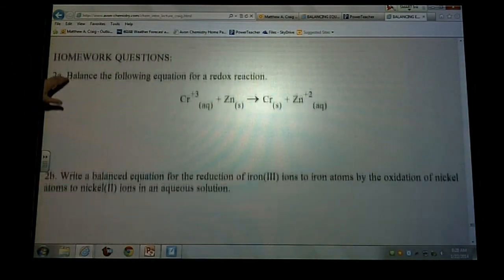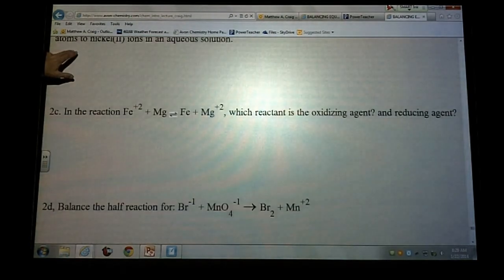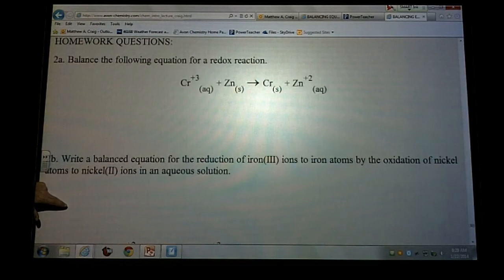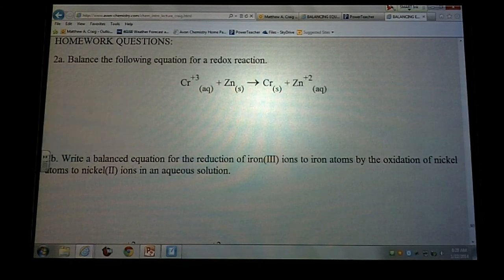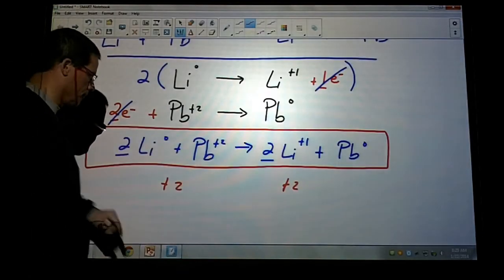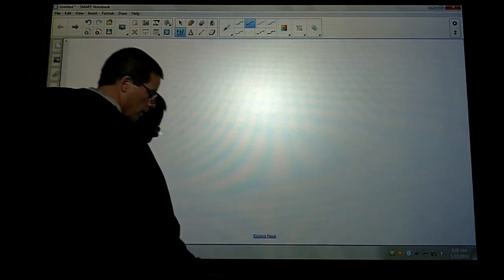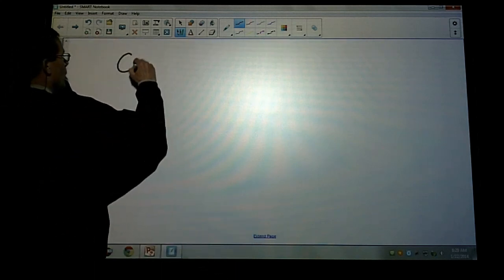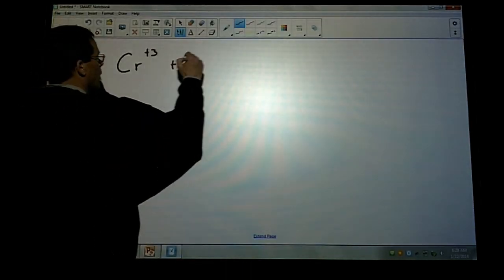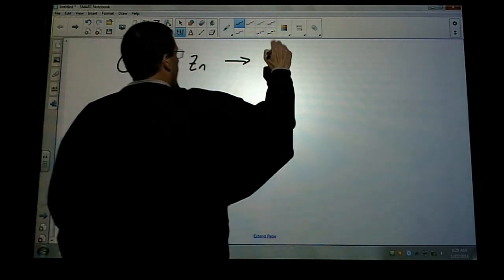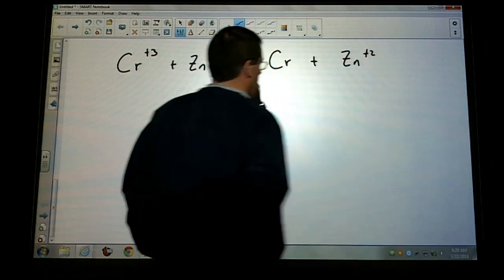All right, let's do one more. Okay. Actually, yeah, one more of these. Let's do 2A. Okay, this isn't your homework, but let's go ahead and do 2A. Chromium plus 3 and zinc. Okay. Chromium, what did I say, plus 2? 3, thank you. 3 and zinc. And it will make chromium no charge and zinc plus 2. Is that right? Yep. Okay.